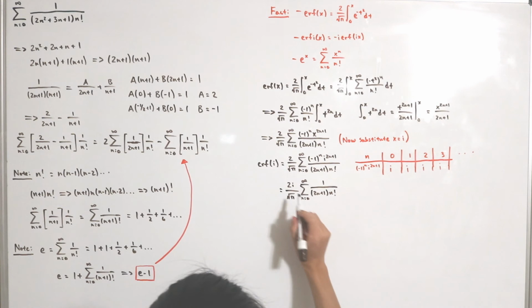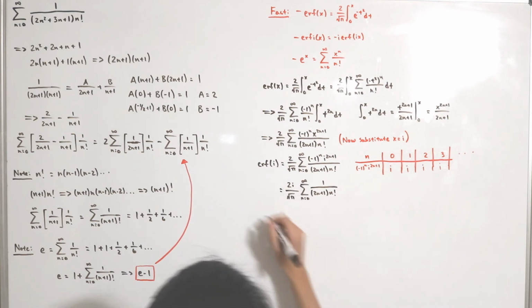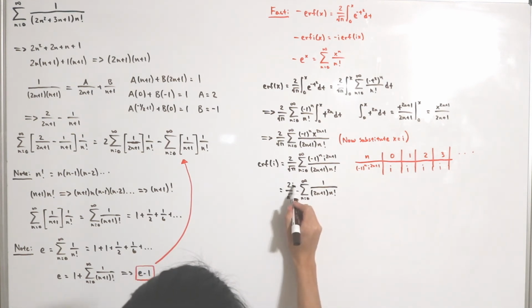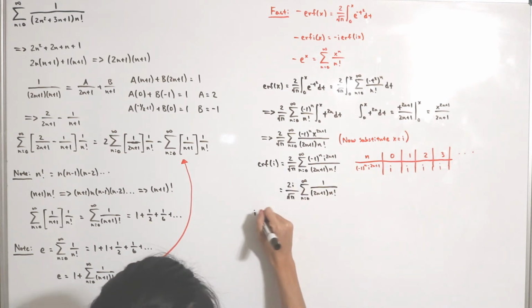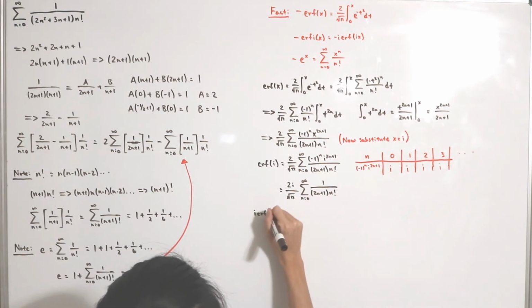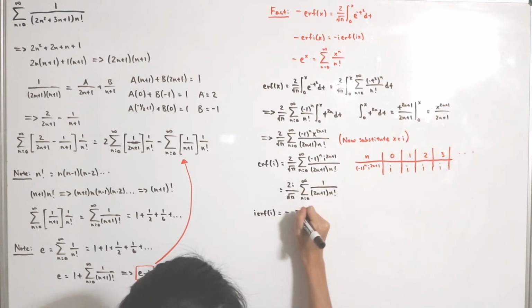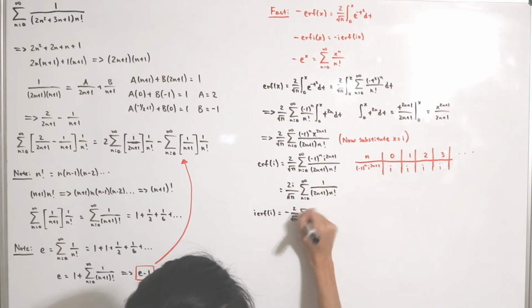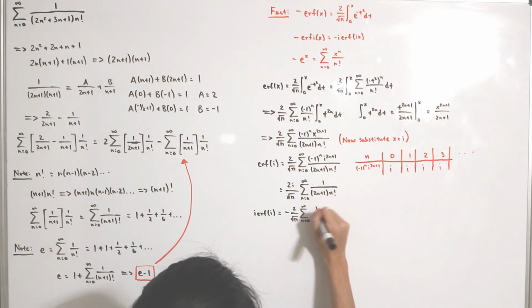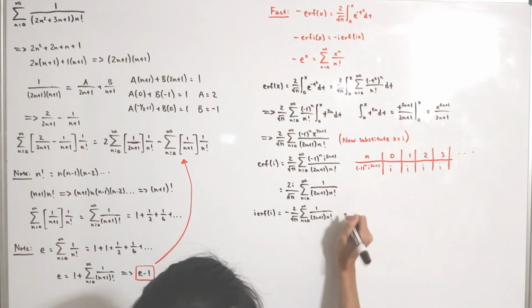Now let's multiply i to both sides, so this way we can cancel this i on the right side of the equation. So that means this is i multiplied by the error function of i, which is equal to i times i, which is i squared, which is -1. So this is just -2 divided by the square root of pi, times the series from n equals 0 to infinity of 1 divided by (2n plus 1) n factorial.